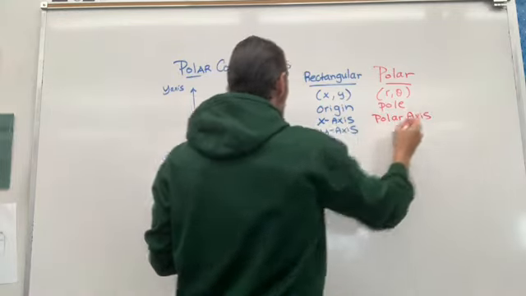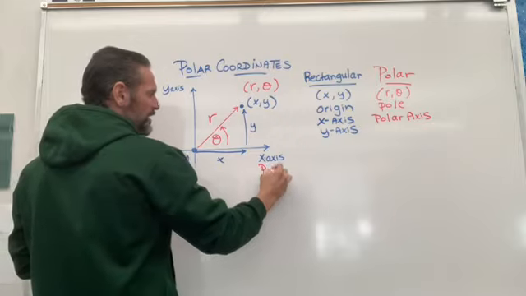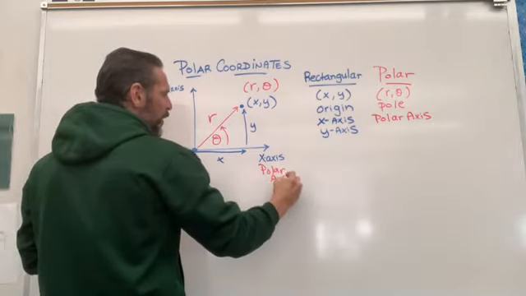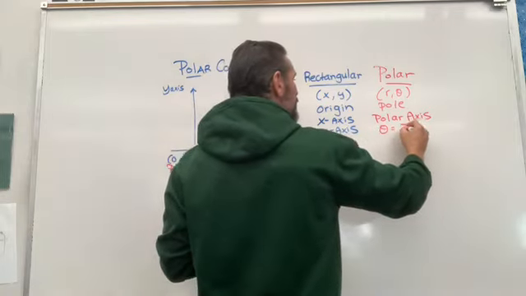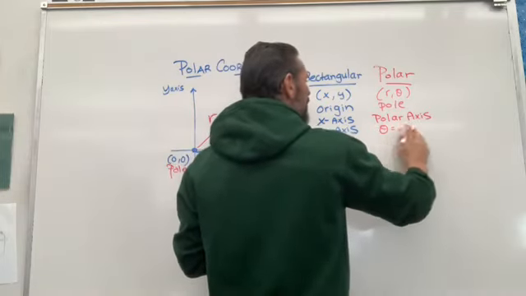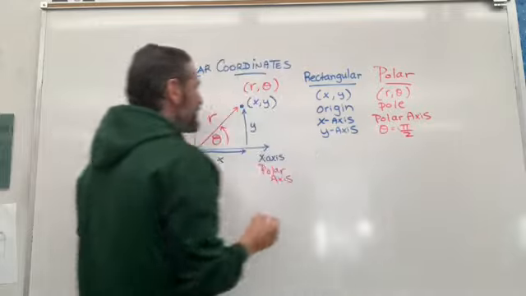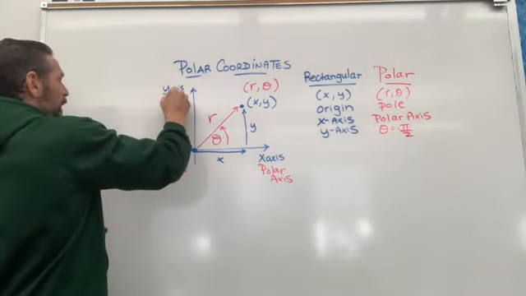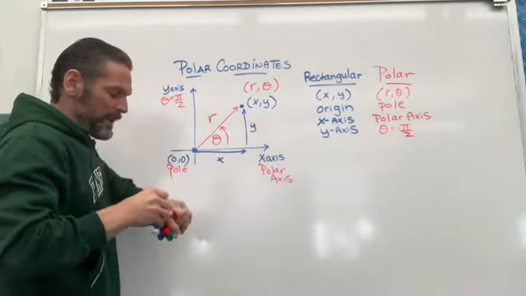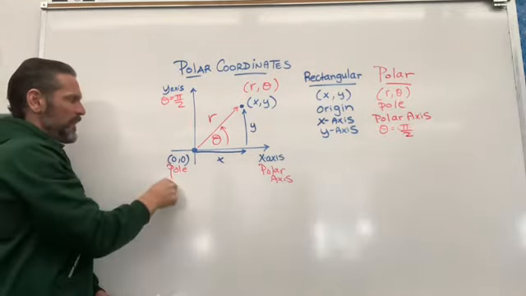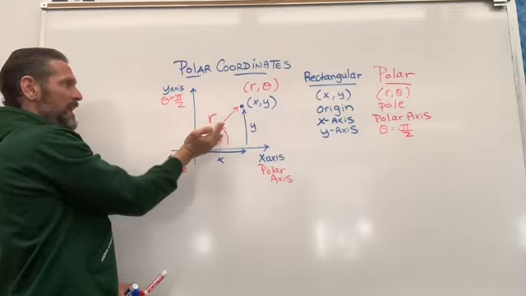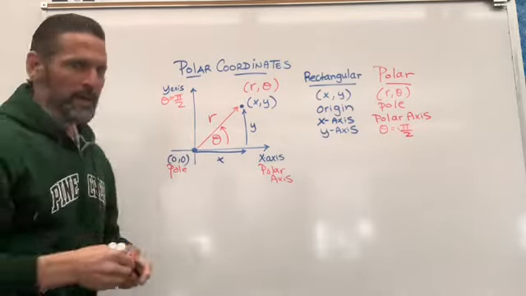So we've got some new vocabulary there. This is the polar axis. And the y-axis is known as that theta is equal to pi over 2. That's this axis. Theta equals pi over 2. So in red here, we've got the polar axis, the theta equals pi over 2 axis, the pole, and we're interested in theta and r, or r theta.